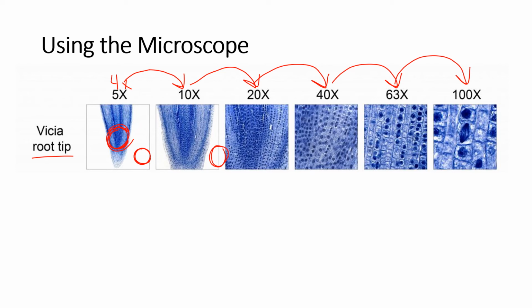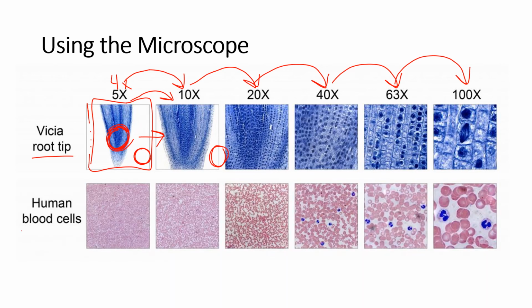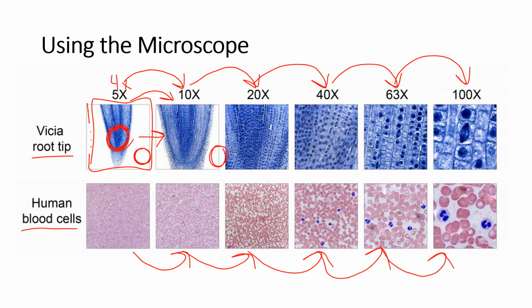Also, another thing is make sure you focus everything perfectly so you can see everything clearly before you move on to the next power. Because if you don't see it clearly here, you will not be able to see it clearly later on. And then another example of this, these are human red blood cells, and you can see that, of course, the magnification is getting higher and higher with each objective. So the cells are getting larger and larger, and your field of view is getting smaller.